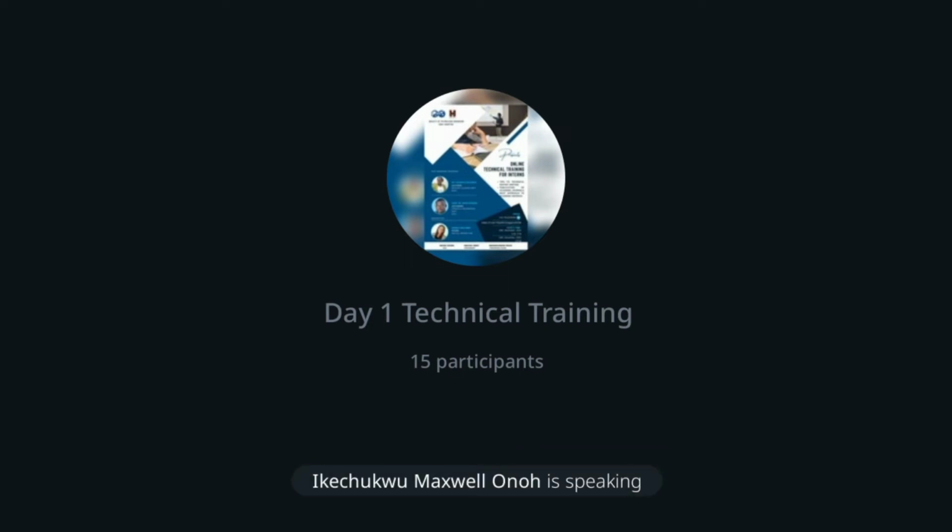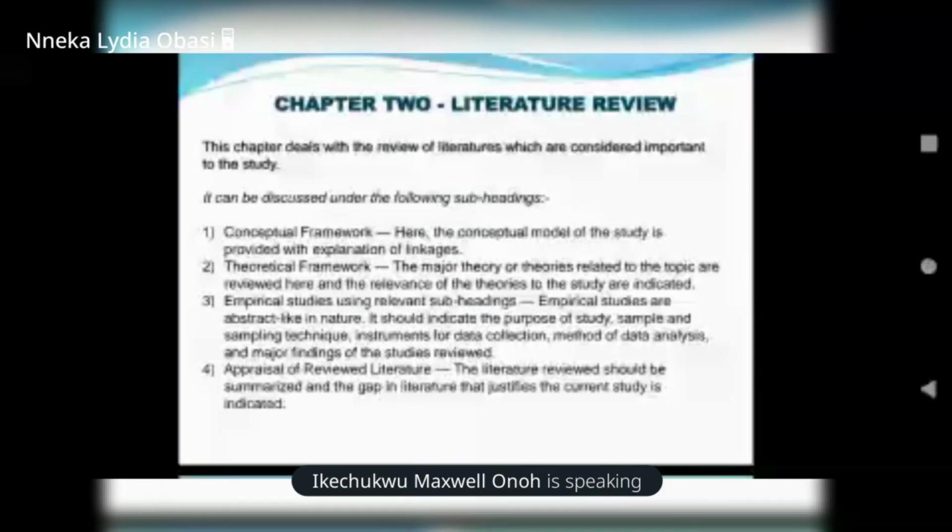So in your chapter 2, you are going to, in a very comprehensive and detailed manner, state every literature you've reviewed, you've studied, that has guided you in choosing that topic, and will also support the procedures you are going to adopt in achieving your research aim. Your chapter 2 can be discussed under the following subheadings.